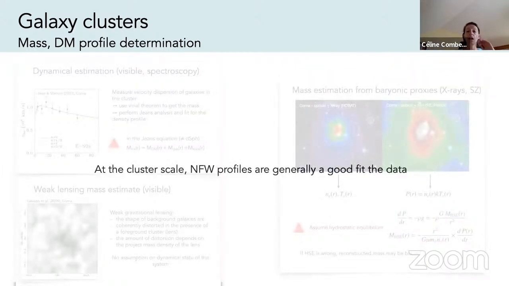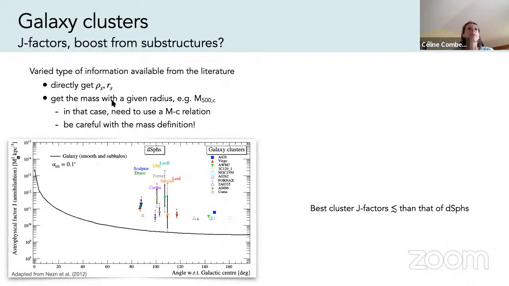And another thing is that at the cluster scale, what we find is NFW profiles are really generally a good fit to the data. So there's less ambiguity. There's never discussion of cores in galaxy clusters. So people safely use NFW profiles. So what you do generally, you go to the literature.